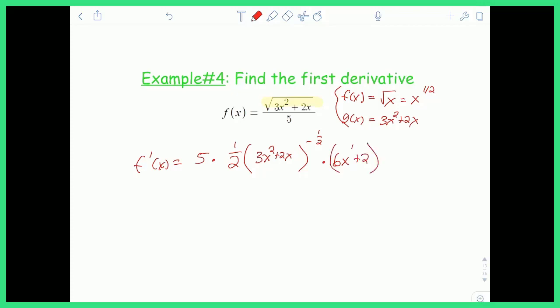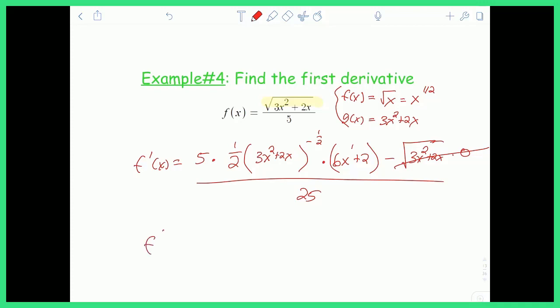So this whole thing together is low d high minus high d low, which is minus the square root of 3x squared plus 2x times the derivative of 5, which, ooh, that's nice, that's 0. That's going to wipe this whole term out, which is super great. All divided by 5 squared, which I'm just going to write 25.